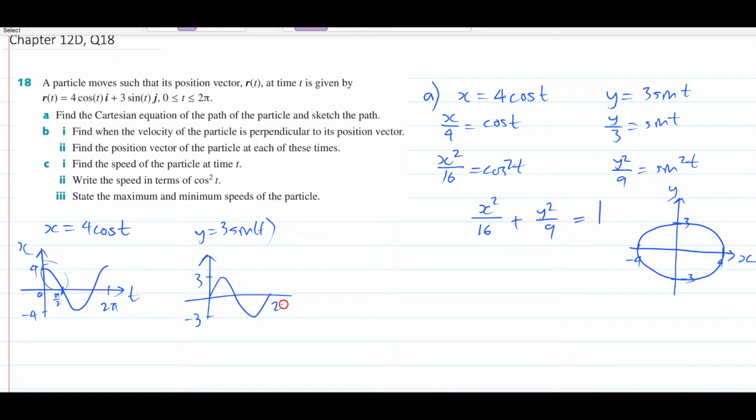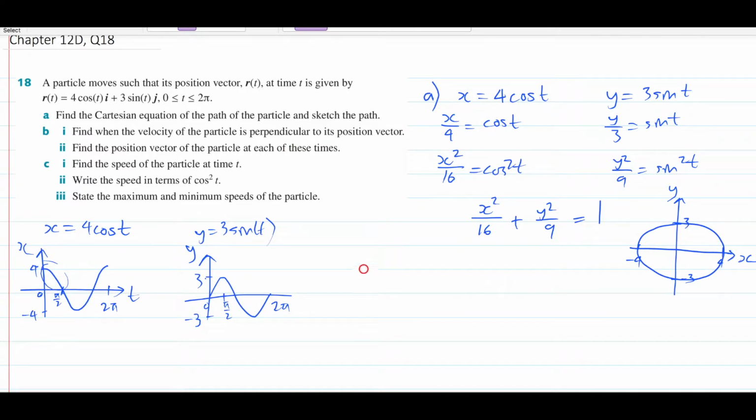See, because it's 2 pi, you can take all the possible y values that this graph gives you, okay? So negative 3 to 3. But if you do restrict it, so maybe 0 to pi on 2, then you can only go from 0 to 3, okay? But in this case, just take everything. That's fine, you get your typical ellipse. So that's part A, guys.